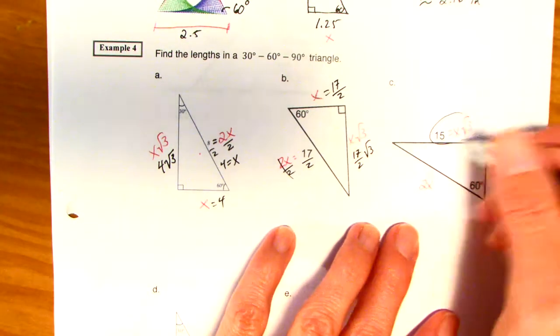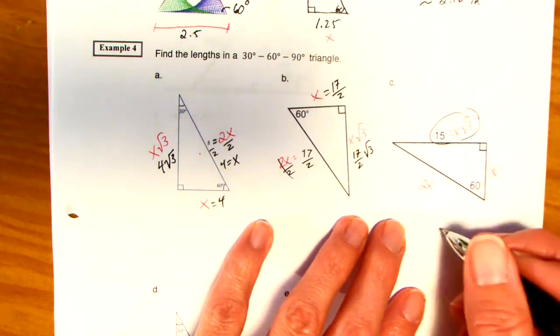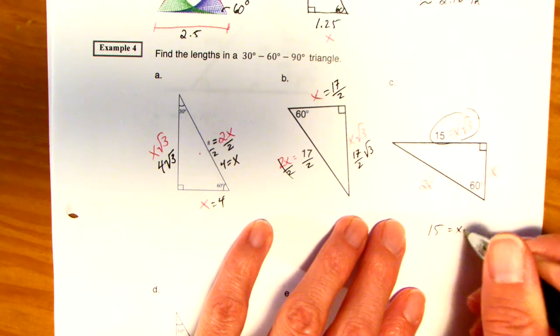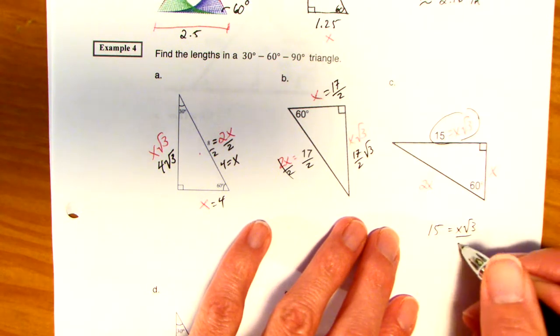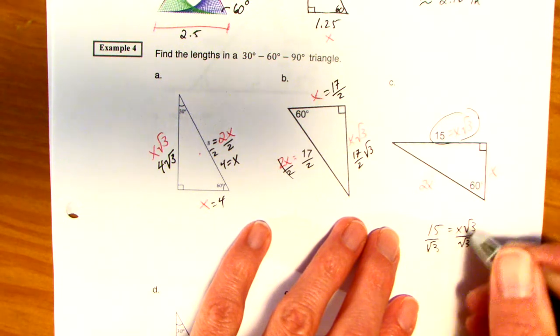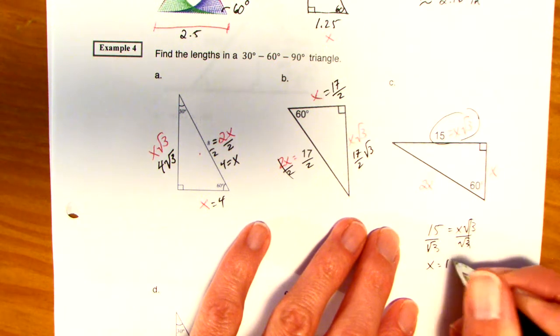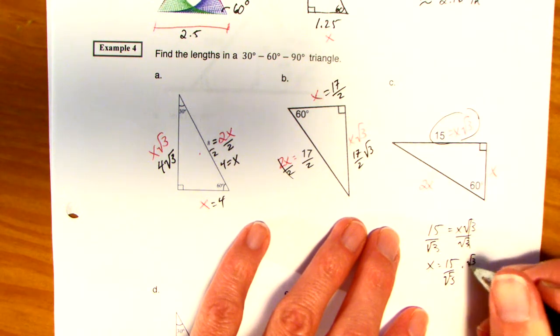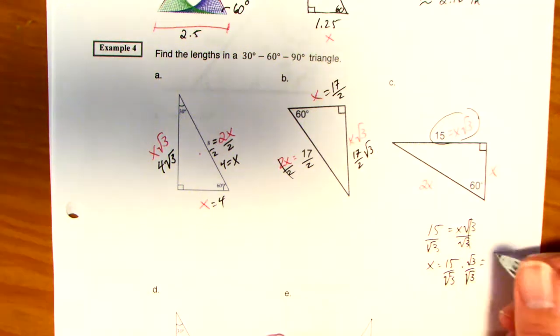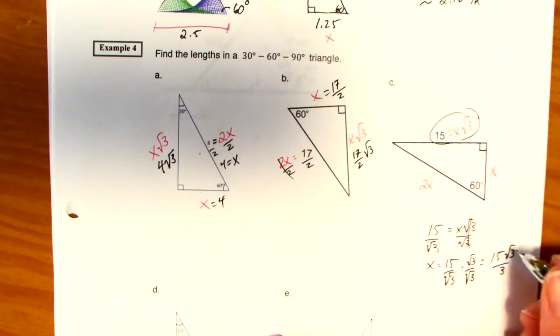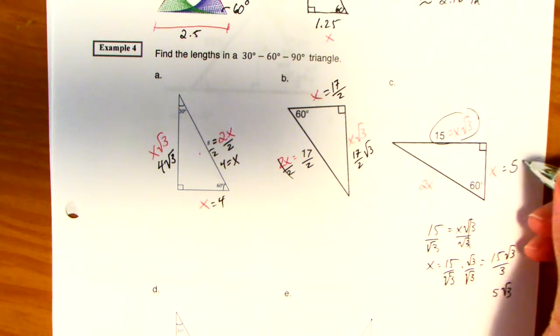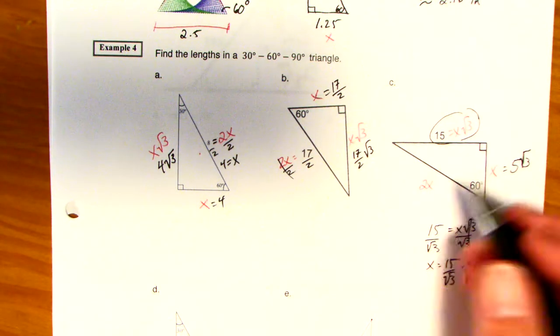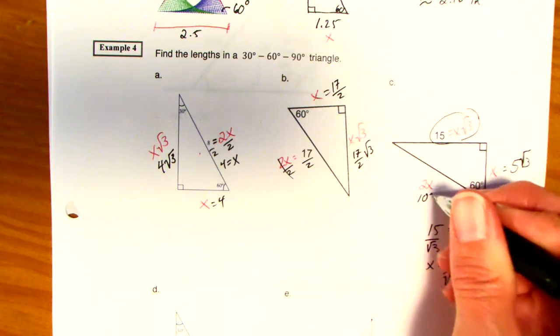How about here? 15 is equal to x times the square root of 3. Divide both sides by square root of 3. X equals 15 over square root of 3. Rationalize your denominator. So I'm going to multiply by square root of 3 over square root of 3. 15 times square root of 3 over 3, and that reduces to 5 square root of 3. So that's the value of x. So if x is 5 square root of 3, 2 times x will be 10 square root of 3.